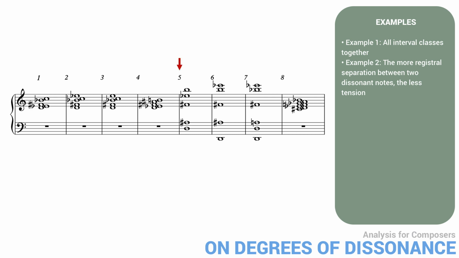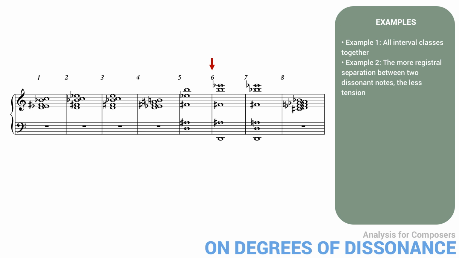Example 5 is the same chord with the two minor seconds but spread out. Let's listen. Example 6 is the same thing but spaced even wider. Again, the more the registers separate the dissonant notes, the gentler the effect.